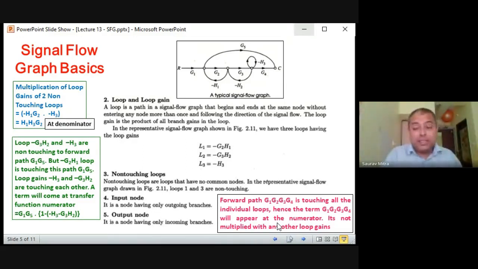So whichever loops it is not touching, some loop, some forward path is not touching, a bearing of that will come with this forward path gain. Okay, so right now it will be a bit difficult to understand, but as we keep on doing it, we will understand. So let me solve one or two numericals, we'll understand this fact.